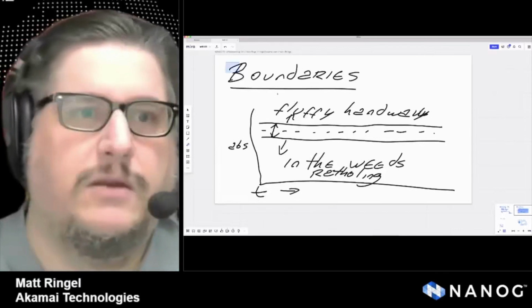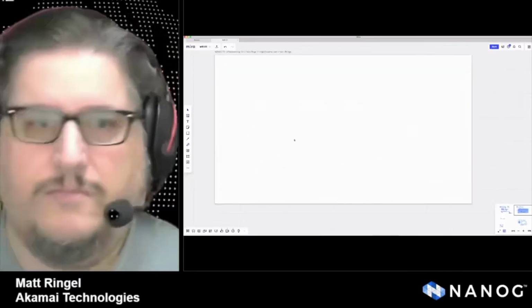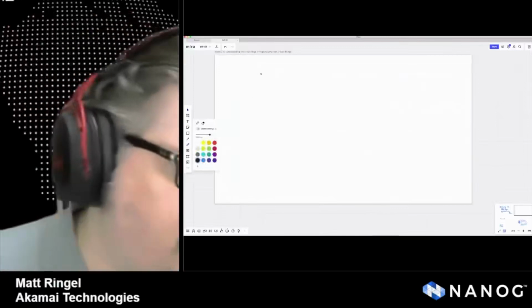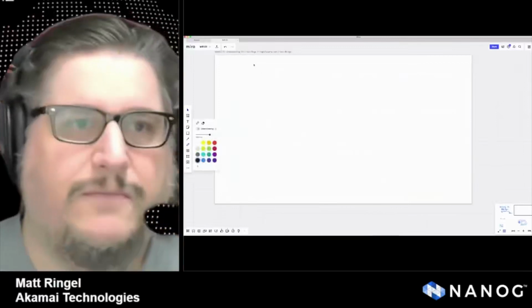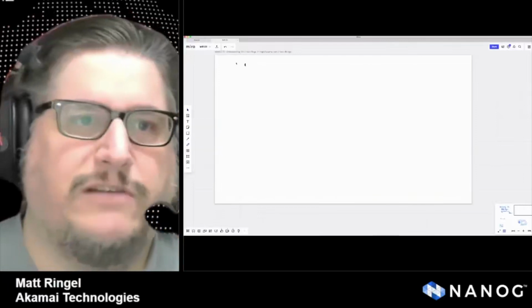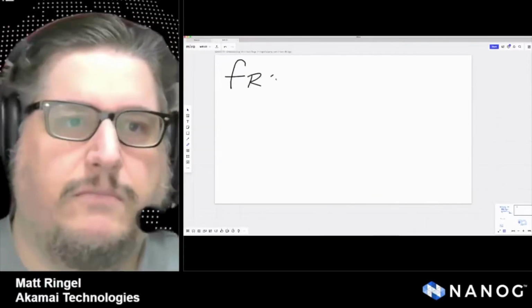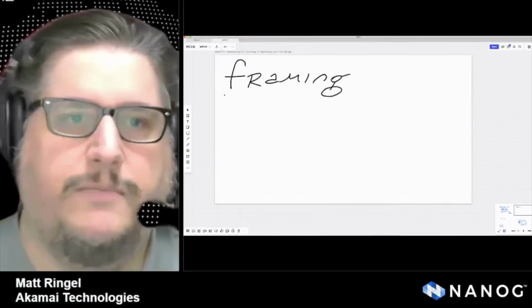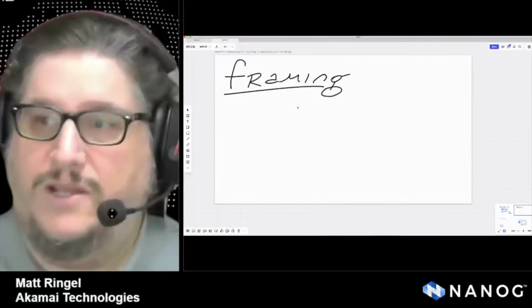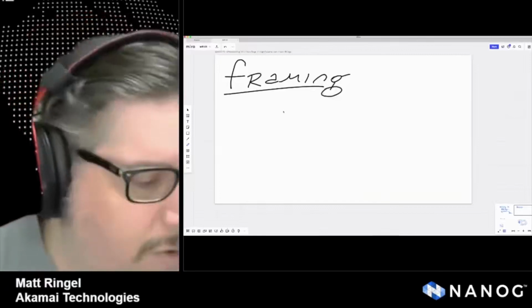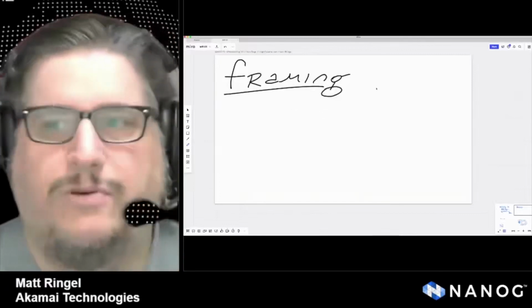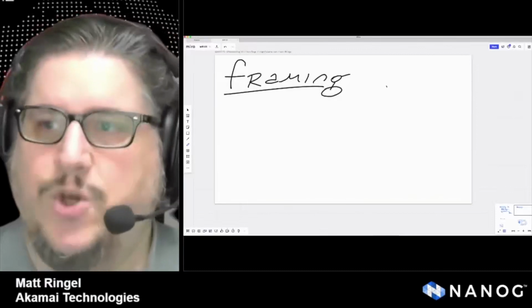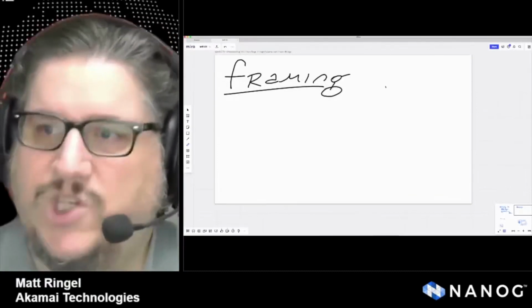Now, the next thing after talking about boundaries, we want to talk about framing. Okay. What does framing mean in this case? Put one way, I could say it's the context of your talk. It's the context you are giving for your talk. The reason you're there at all.